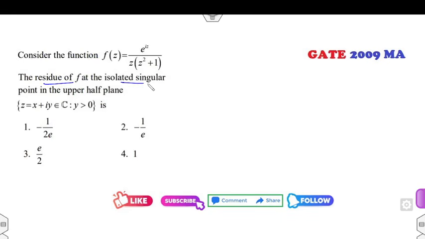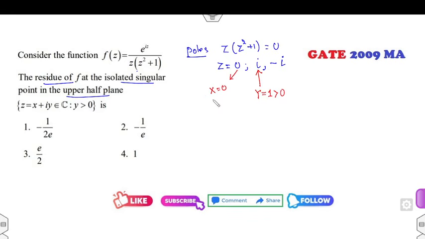The residue of the function at the isolated singularity of the upper half. Can you find the poles? Because singularity means pole, z into z square plus 1 is 0. That means z is 0, z is iota, z is minus iota. Only in this case, y is my 1, which is greater than 0. In this case, x is equal to 0, y is equal to 0, but we need y greater than 0. In this case, y is equal to minus 1, which is less than 0. Now clearly z is equal to iota is my simple pole.